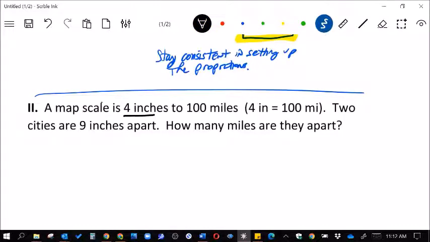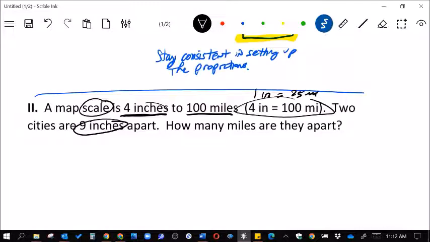The scale itself tells you how far things are apart based on inches or centimeters. So 4 inches leads to 100 miles. We could even say, if we wanted to, therefore, that 1 inch is 25 miles, but we're going to stick with this one for this problem. 2 cities are 9 inches apart. So using this scale, let's make a proportion with it.